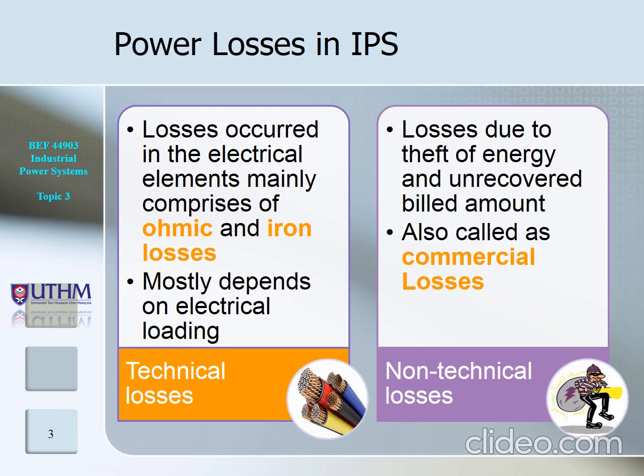Okay, first we go to power losses in IPS. There are 2 types of losses in IPS, which are technical losses and non-technical losses. For technical losses, losses occurred in the electrical element mainly comprised of ohmic and iron losses, mostly depending on electrical loading. For non-technical losses, the losses are due to theft of energy and unrecovered bill amount, also called commercial losses.